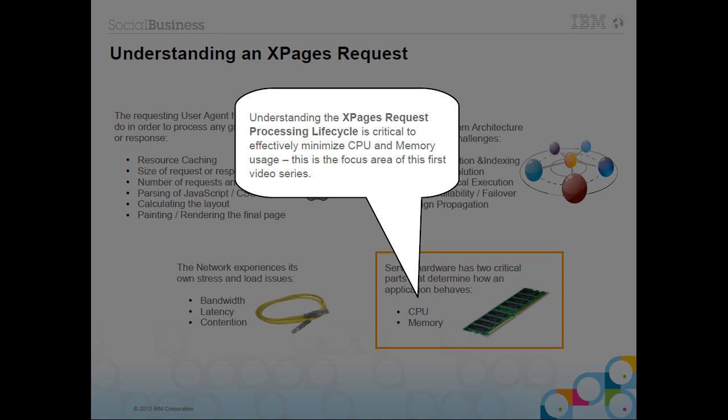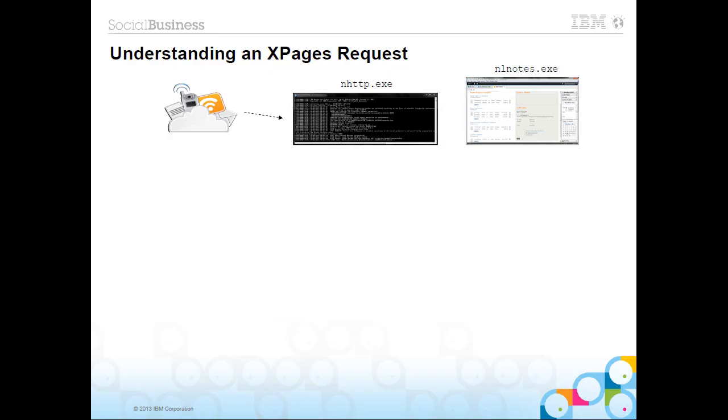So this is the focus area of this first video series. Understanding the XPages Request Processing Lifecycle is critical to effectively minimizing CPU and memory usage within the server or client hardware. All of the other factor areas, such as the requesting user agent, the distributed architecture, or the network, all have specific features and capabilities within XPages to overcome limitations within these areas. So let's now take a look at an XPages request.